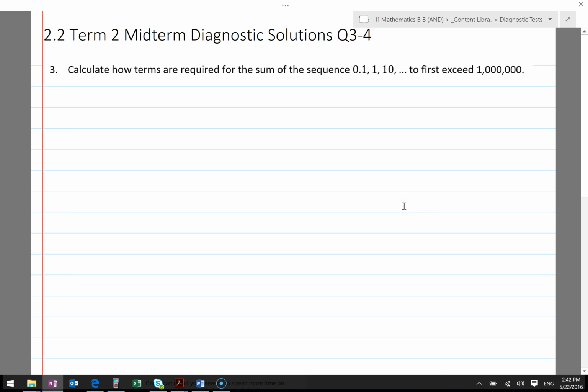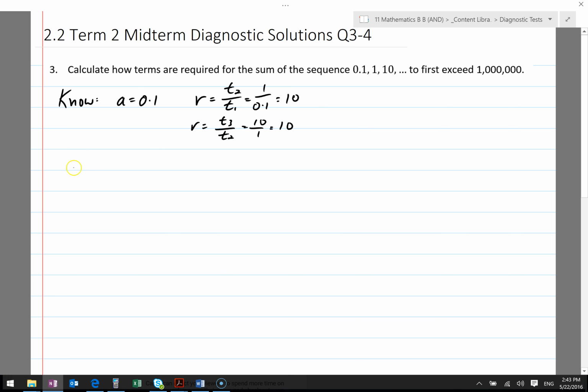Question 3. How many terms of this sequence are required for the sum of the sequence to first exceed 1 million? Alright, so I'll write down the things I know. I know that the first term is 0.1. I know that the common ratio is going to be whatever the ratio between the first two terms is. Okay, and I'll just double check that it works with the next pair of terms. Yep, so I know A is 0.1, R is 10.